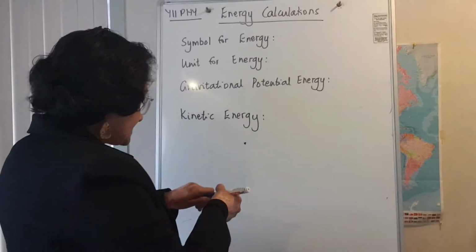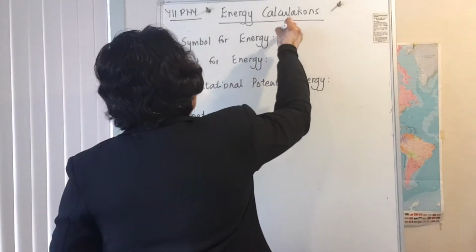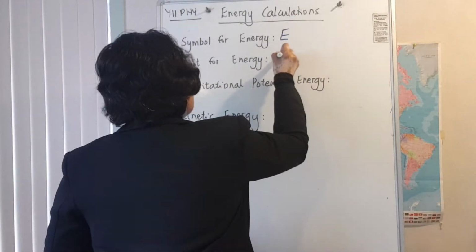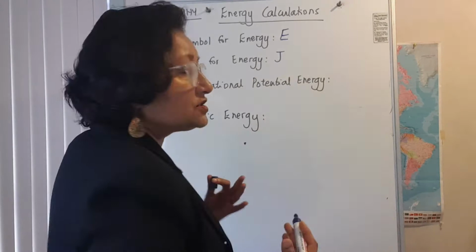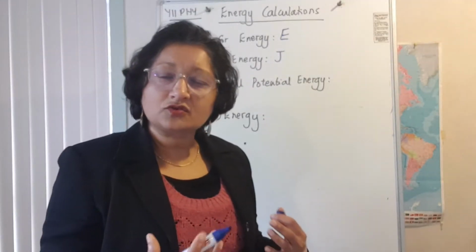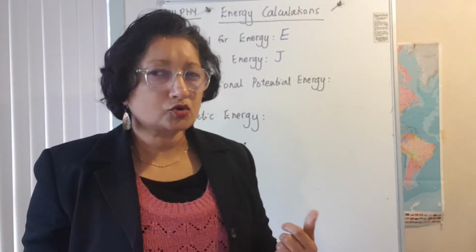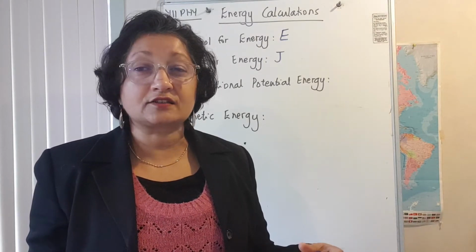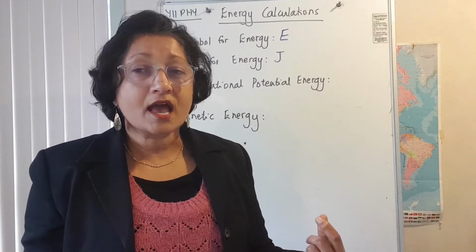So you know that in physics, for every physical quantity there is a letter that we use to represent that quantity, and that letter is called the symbol. Okay, so energy is represented by the letter E, and the unit for energy is joules. Now, because there's so many forms of energy, we need to distinguish, so how do we represent gravitational potential energy, and how is that different from kinetic energy, and so on.